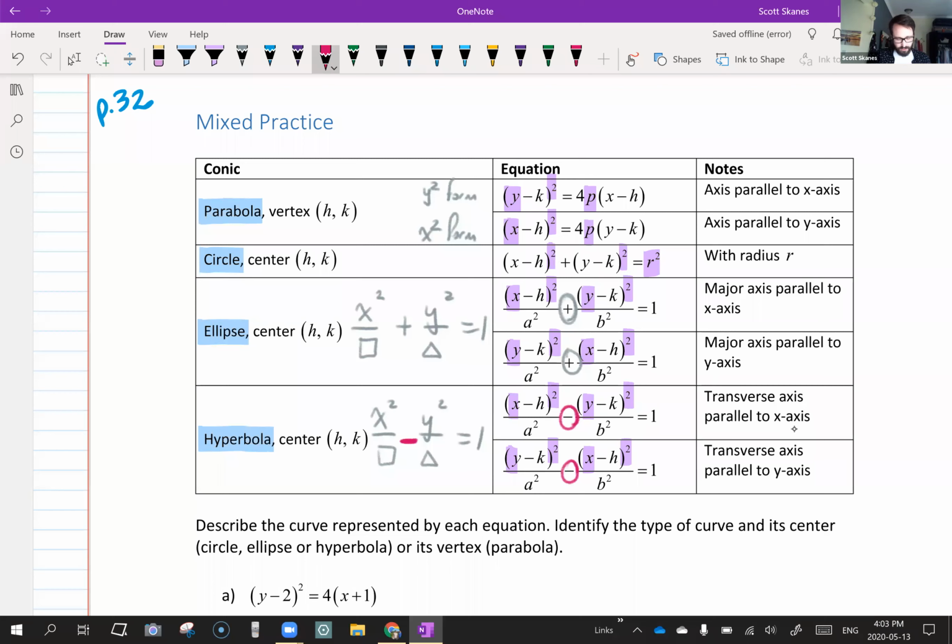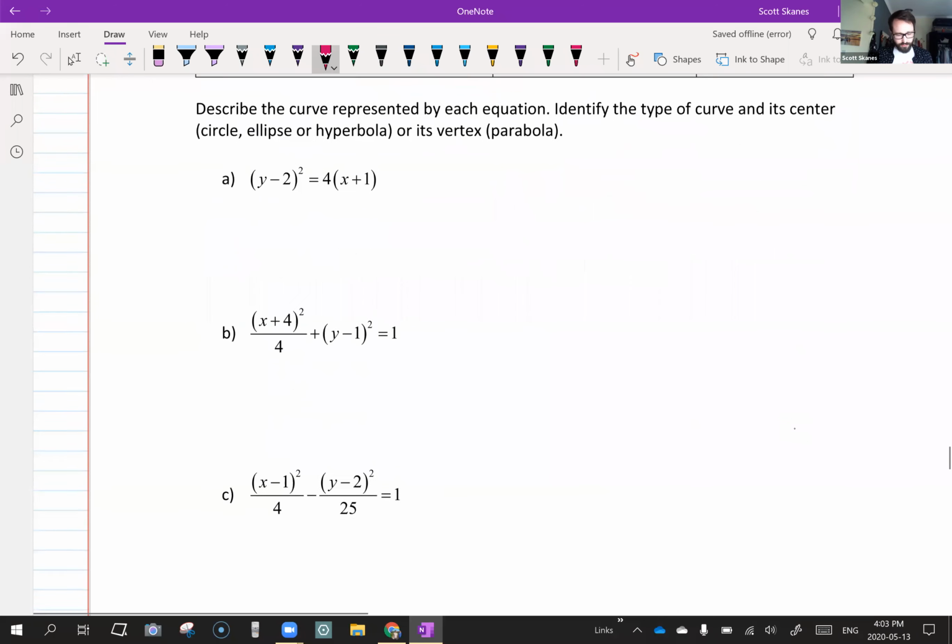So again, I don't know if that highlighting helps. If it doesn't help, just kind of ignore it. Okay, but this is just a reference anyways. So let's try some practice problems.